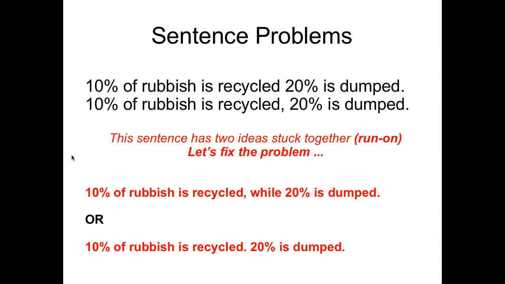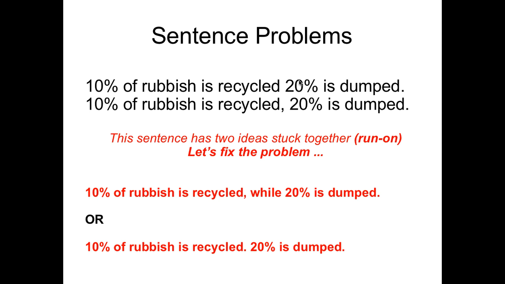On the opposite sort of spectrum of writing difficulties, I often see run-on sentences. That's when, again, a sentence has two complete ideas that are just sort of stuck together. So, for example, 10% of rubbish is recycled, 20% is dumped. Or sometimes I see people stick these two ideas together with a comma. Again, in English, that's not correct, because if you break it down and decode it, you have a subject, 10% of rubbish. You have a verb, is. So this is a complete thought here.